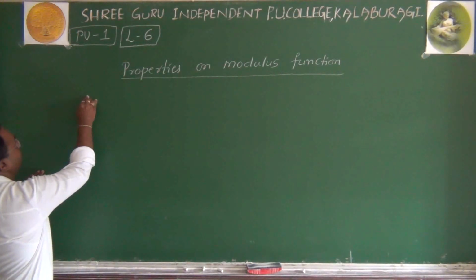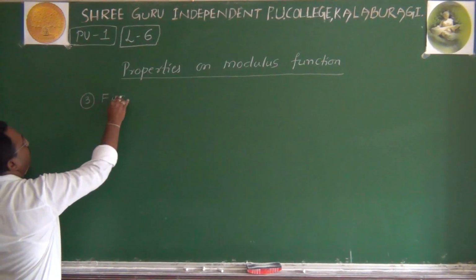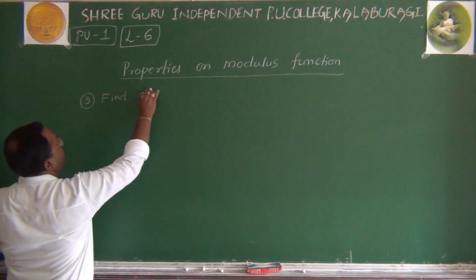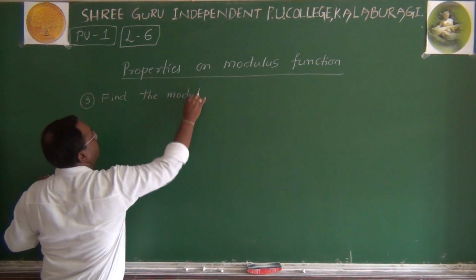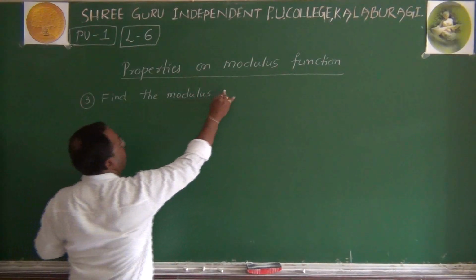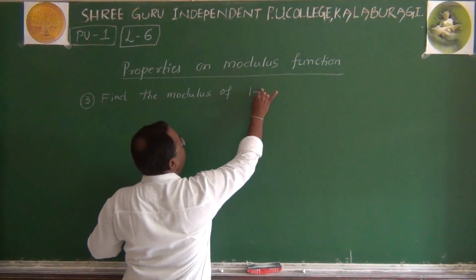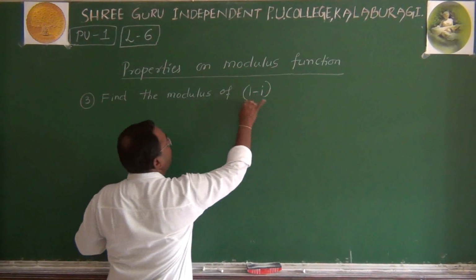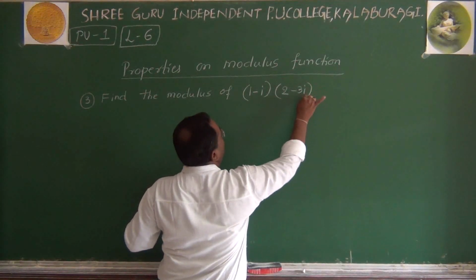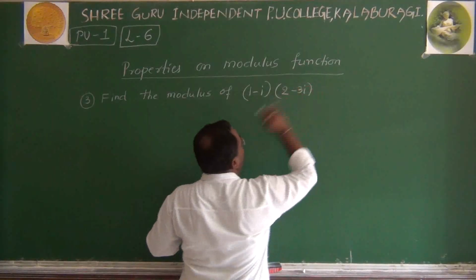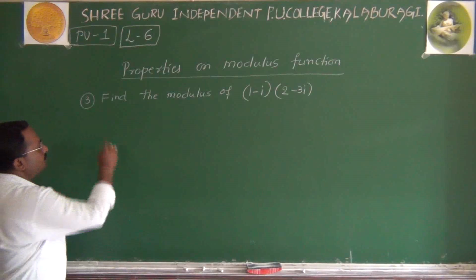Suppose we take another example. Example number 3. Find the modulus of 1 minus I into 2 minus 3I. Solution.